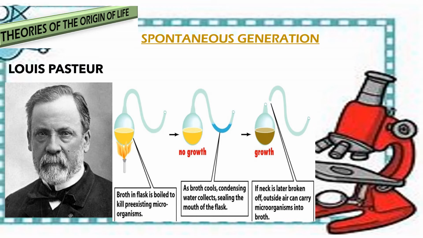He also cut the neck of the flask, and within 2 days, the solution was teeming with organisms, because airborne microorganisms could easily enter the flask. So this experiment supported the theory of biogenesis and disproved spontaneous generation. This evidence suggests that new bacteria appear only when they are produced by pre-existing bacteria.